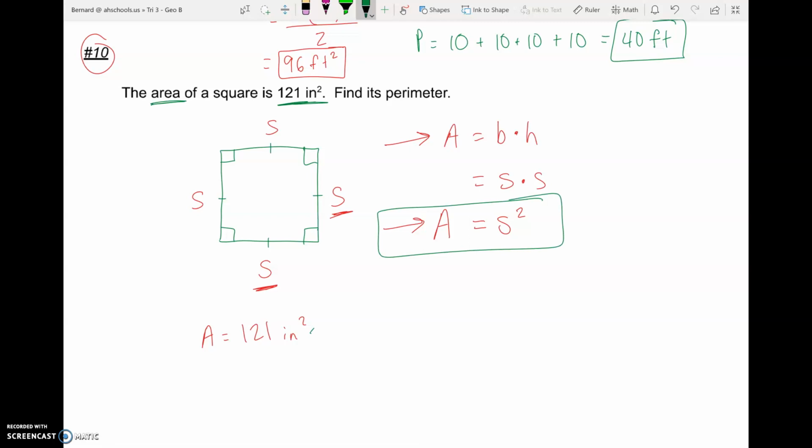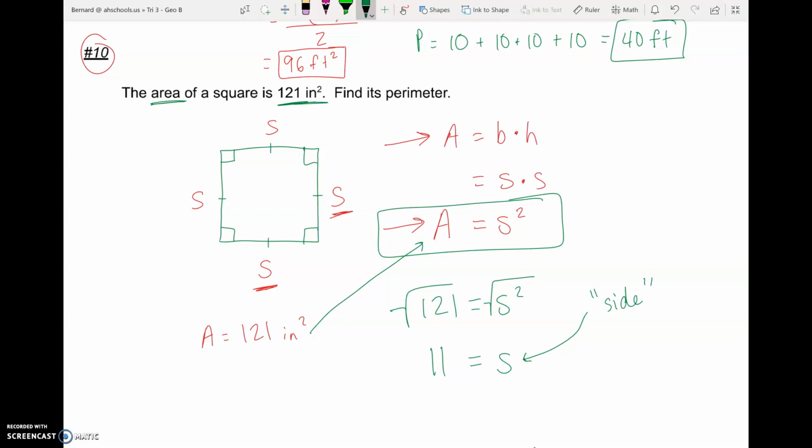And here's the reason. I know the area, so I can plug that in for A. 121 is going to equal, and I don't know my sides, so it still equals S squared. But now S is all I have to solve for, right? And so it's S squared is 121. So if I take the square root of S squared, that'll leave me with S, and the square root of 121 is just 11. And remember that S stands for the length of a side.